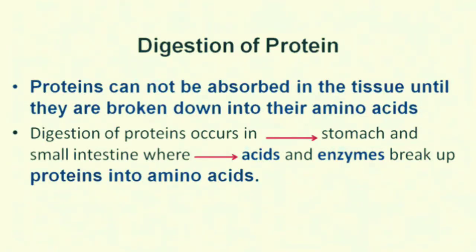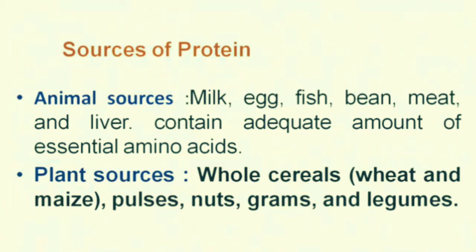Digestion of the protein. Protein is not easily or simply absorbed into our tissues. It undergoes certain processes. So, digestion of the protein takes place when it is completely converted into amino acids. Sources of protein. There are basically two sources of proteins in our diet. We can get protein from animal sources and plant sources. Animal sources include milk, meat, egg, poultry, etc.